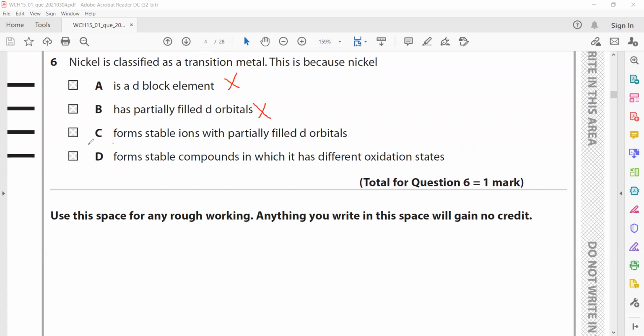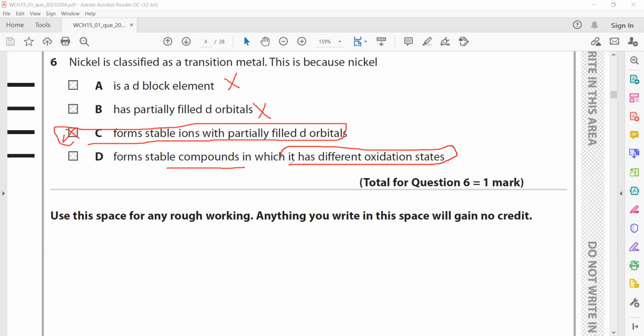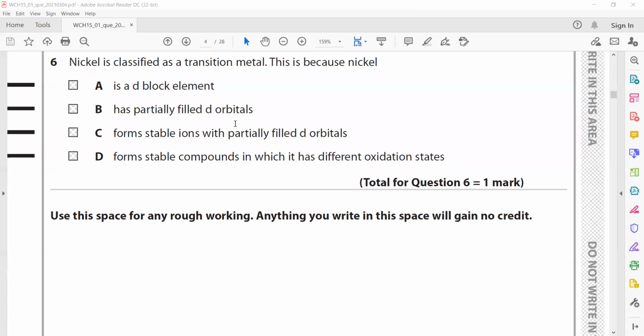So to be a transition element, it should form a stable ion or a stable compound with a partially filled d orbital, and form stable compounds in which it has different oxidation states. That alone does not give the idea, because even sulfur can have different oxidation states and can also form different stable compounds, but it is not a transition element. So C is the right answer.